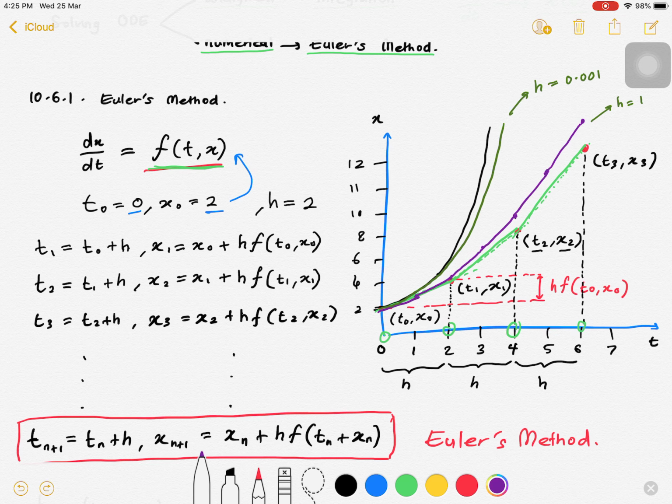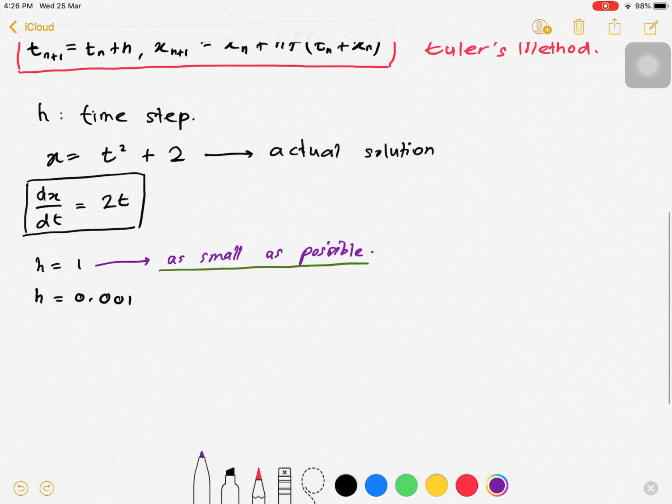Okay, what happens if I use this time step? I will need to make so many calculations. 1, 2, 3, 4, 5, 6, 7, 8, 9, 10, even 1,000, even 10,000 calculations to get this smooth curve. Okay, understand? So hopefully you understand that.